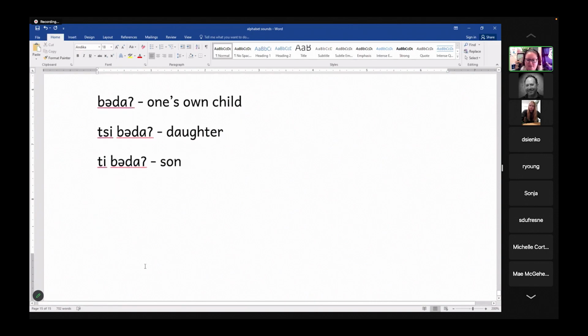Next we have Lushootseed, which we did with our alphabet. That is children, not your own.